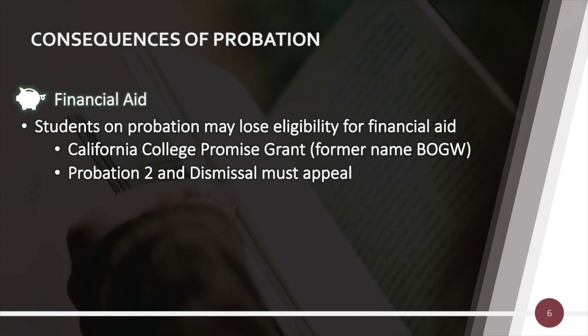Another consequence of probation is loss of eligibility for financial aid. Your financial aid package consists of different types of aid, including grants, fee waivers, scholarships, and loans. I just want to highlight one type of aid known as the California College Promise Grant, which used to be called the BOG fee waiver. This is the fee waiver that waives your $46 per unit fee. If you've been receiving the California College Promise Grant or the BOG fee waiver, you hadn't needed to pay for your classes. If you're on probation 2 or dismissal, you will now need to pay for your classes, or you can appeal in order to be eligible for the aid again.